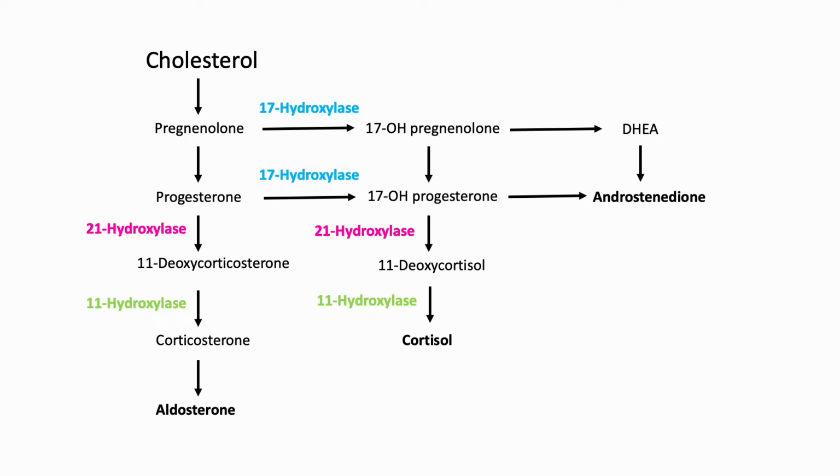And the most important thing to take away from this slide is to just know the normal function of these enzymes. So 17-hydroxylase is important because it's going to be producing androgens. And the enzymes 21-hydroxylase and 11-hydroxylase are responsible for eventually producing aldosterone and cortisol.